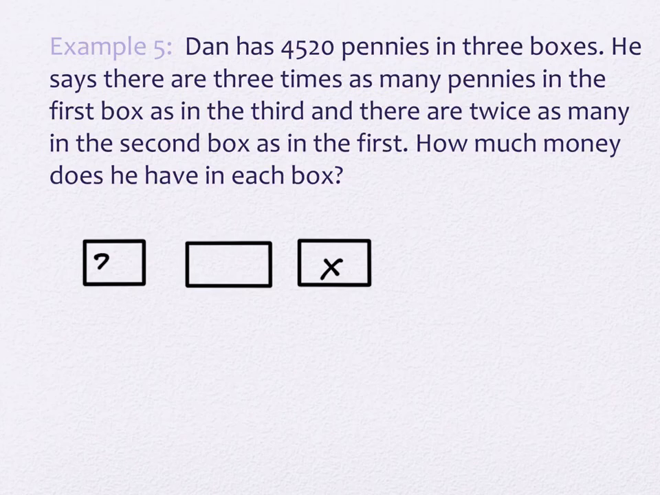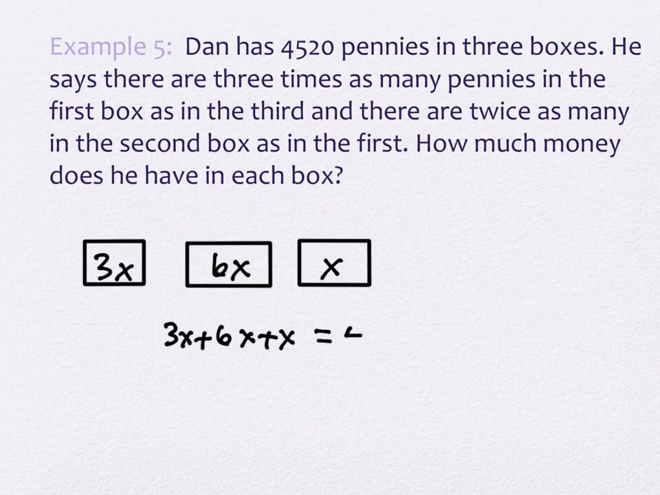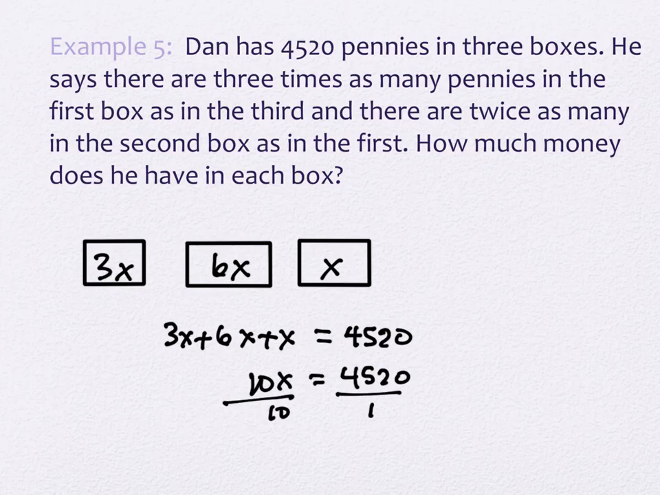The first box has 3 times as many, and the second box has twice as many as box 3, so it's 6x. And then if I combine all these together, I have 3x plus 6x plus x is going to equal my 4,520 pennies. This is 10x on the left. And dividing by 10 is very nice. It ends up just canceling out the last 0. That only works dividing by a 10 or 100, right? We can only cancel zeros out that way, nothing else.